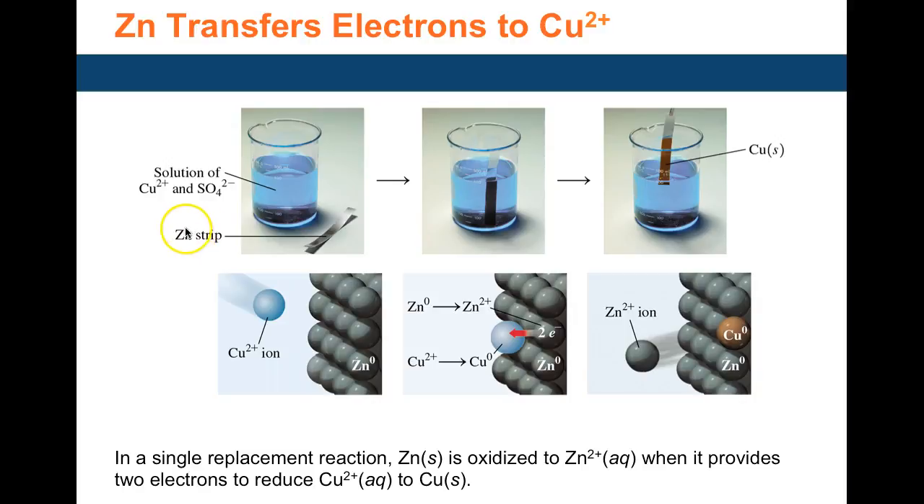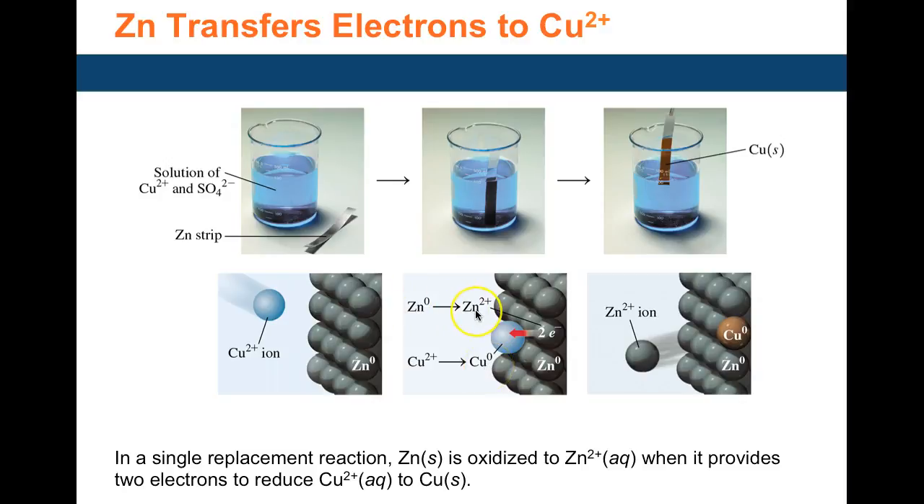So each time an electron is lost, that atom is gaining a positive charge. So 2 electrons lost means that the zinc is going from 0 charge, 0 oxidation state, to a 2 plus oxidation state. Whereas the copper, which is then grabbing those 2 electrons, is going from a 2 plus oxidation state to a 0 oxidation state, okay?